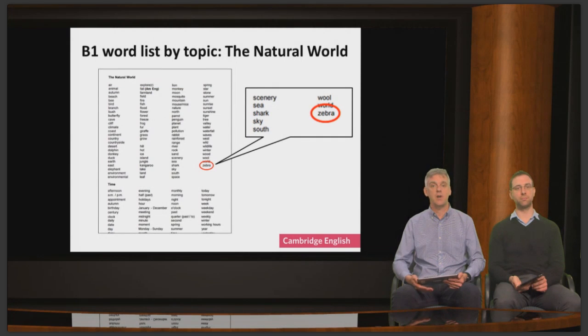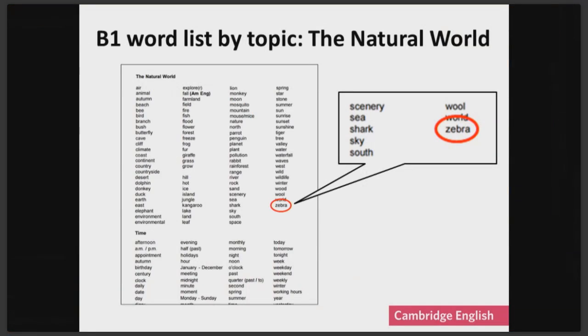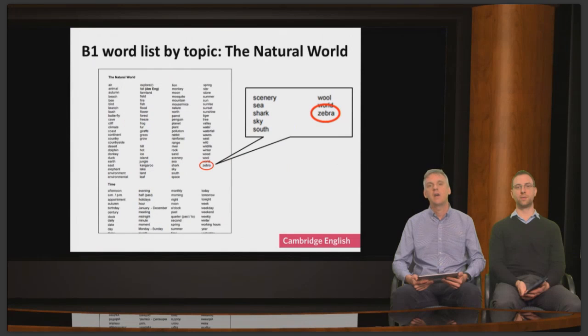The same words are also arranged by topic. So if, for example, we take the topic of the natural world, we see that the word list has about 50 words which the learners need to know. 3 of those words beginning with A, and there's one of those Z words again, zebra. It's also worth noting that many exam course books also base their vocabulary input on these word lists.